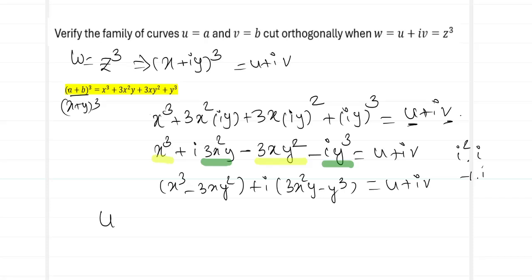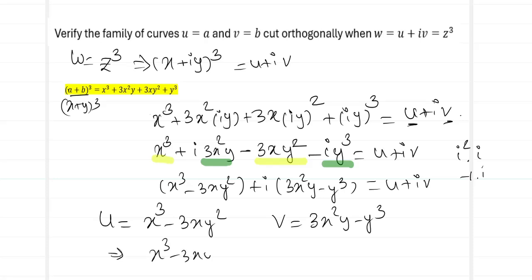So from over here, I have u is equal to x cube minus 3xy square and I have v to be equal to 3x square y minus y cube. So I have to show that u is equal to a, so this x cube minus 3xy square is equal to a curve, and v equal to b, 3x square y minus y cube is equal to b curve, has to cut orthogonally.